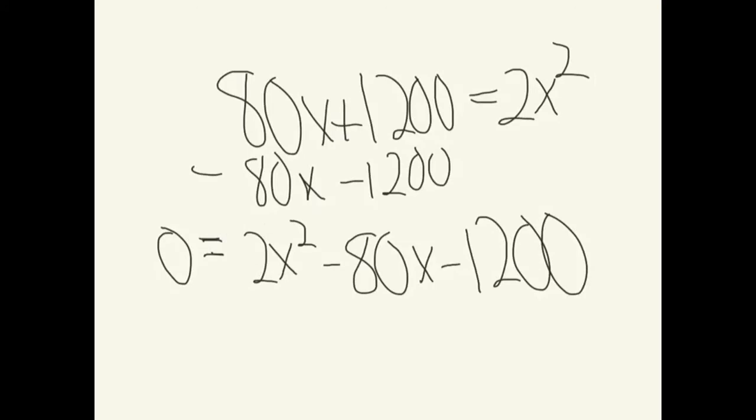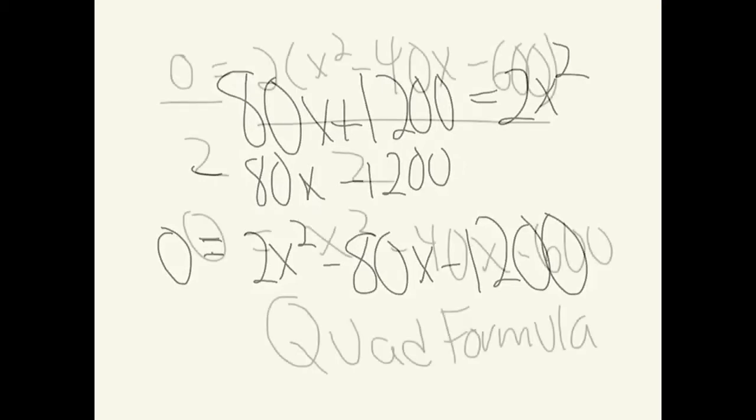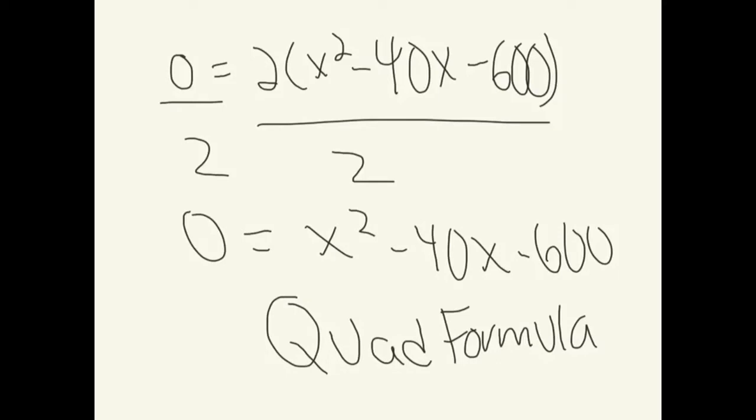After that, subtract 80x and 1200 from the left side and put them on the right side. This leaves us with 0 equals 2x squared minus 80x minus 1200. First, take out the greatest common factor, which is 2. Then divide each side by 2 to get rid of the 2. This leaves us with 0 equals x squared minus 40x minus 600.